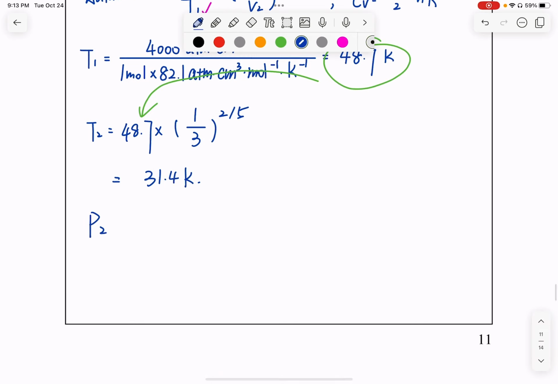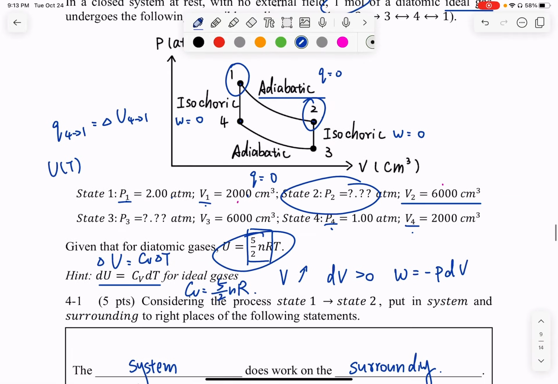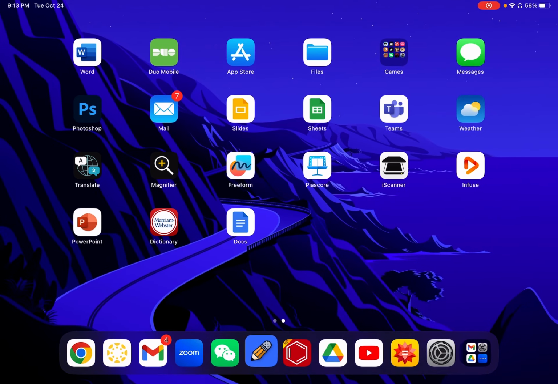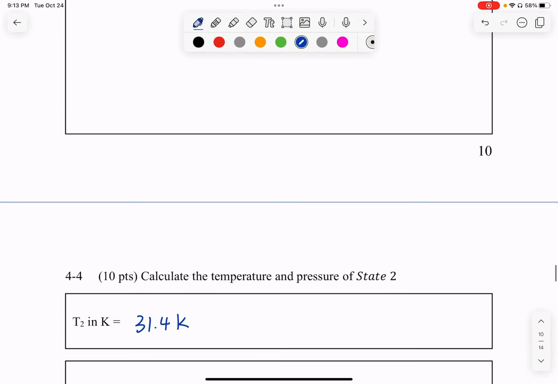We have P2. Well, now it becomes pretty straightforward. That's nRT2 over V2, and you can plug in numbers. Yeah, again, n equals 1 times 82.1 times T2, 31.4, divided by 6000, equals 0.430 atm.